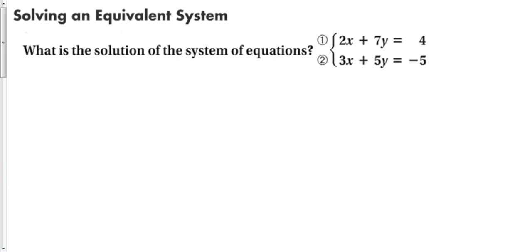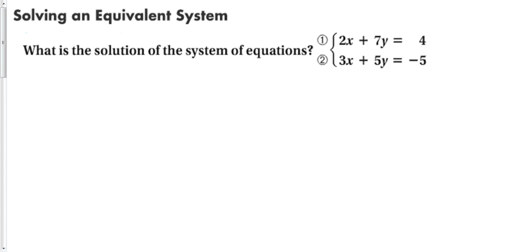So here, looking at this problem right here, no letter is by itself. If I add these two systems together, I'm going to get 5x plus 12y is equal to negative 1. That did not help me. That did not help me at all. I still have x, I still have y. So I can't just add these two equations together.